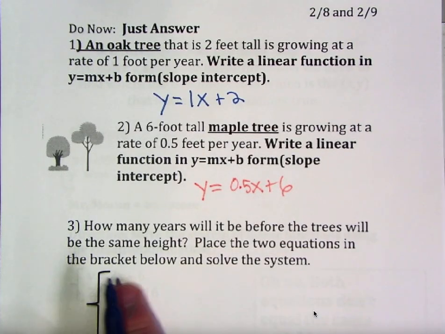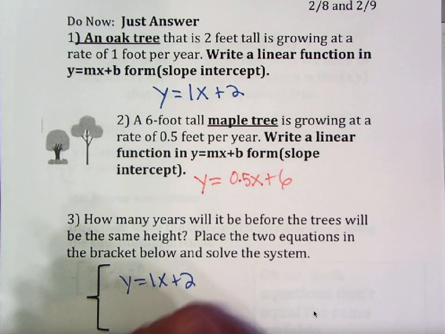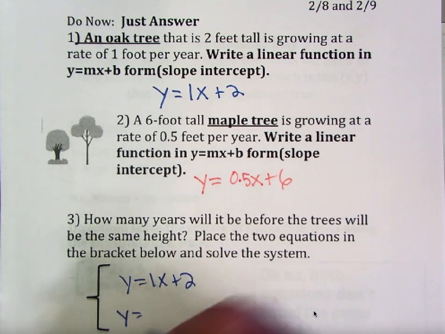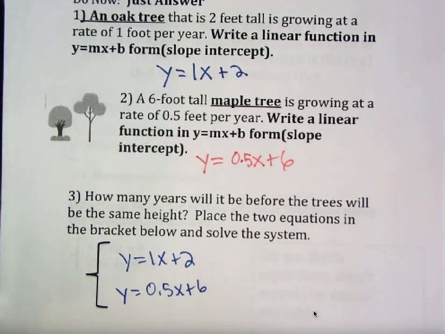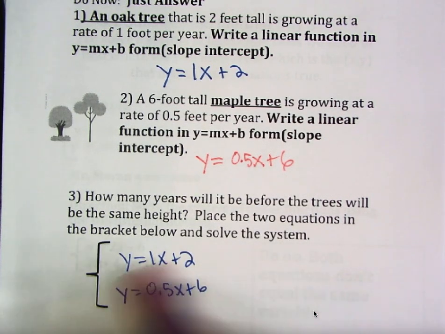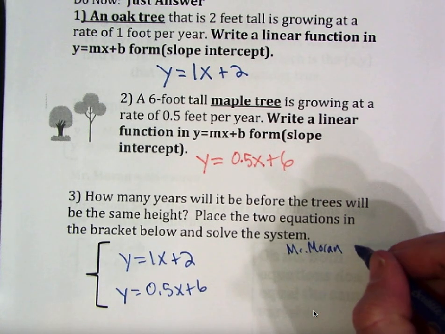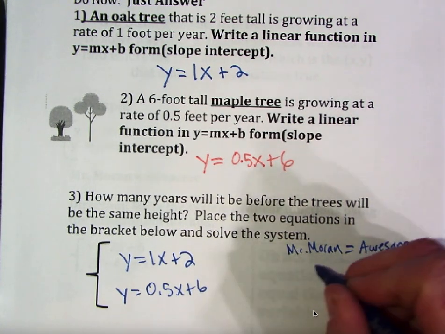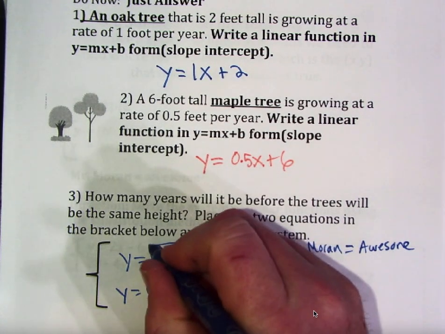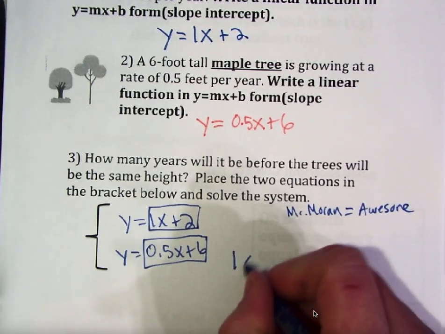So we're going to first put the two equations into brackets. This is system notation. And now we can solve the system, because we talked about it. Both equations say y equals. Just like Mr. Moran equals y and awesome equals y, we can say Mr. Moran is equal to awesome. That's how we thought about it when they're both y equals. So this equals y and this equals y, then they are equal to each other. So we can put the equations together.